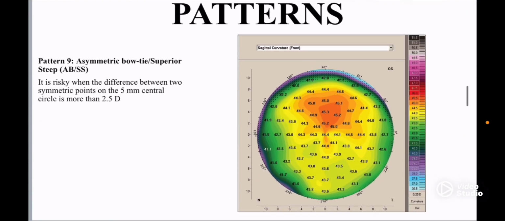Coming on to pattern number 9. Pattern number 9 is almost similar, just the difference is that on the 5 mm central circle which we considered in the above pattern, the difference between the two symmetrical points must be more than 2.5 diopter.